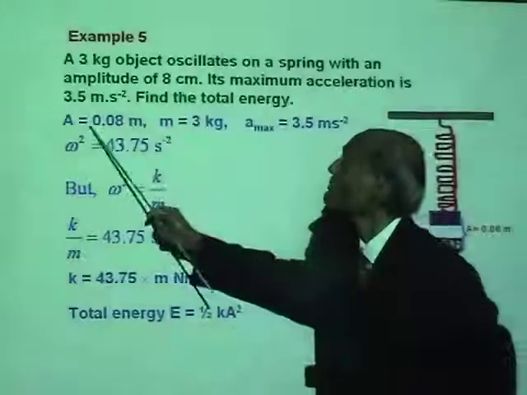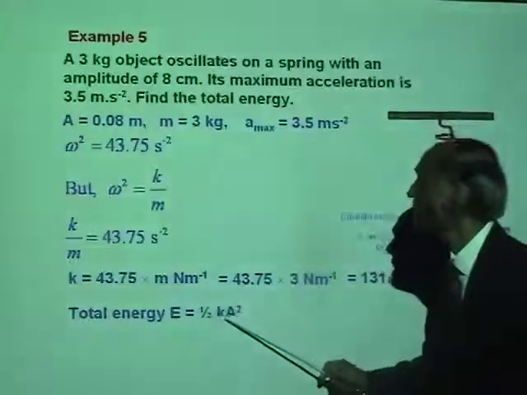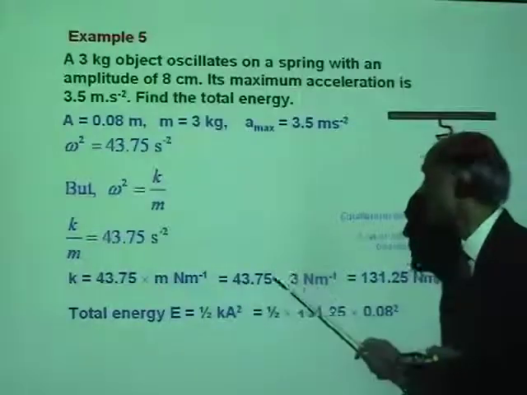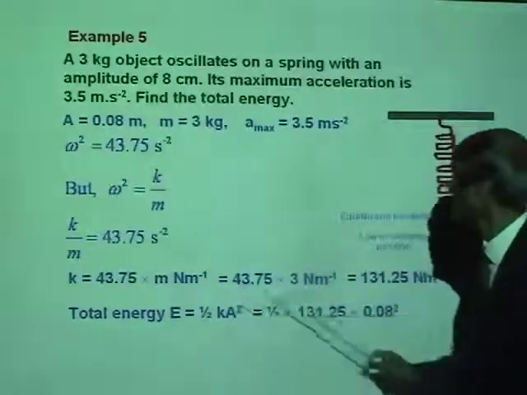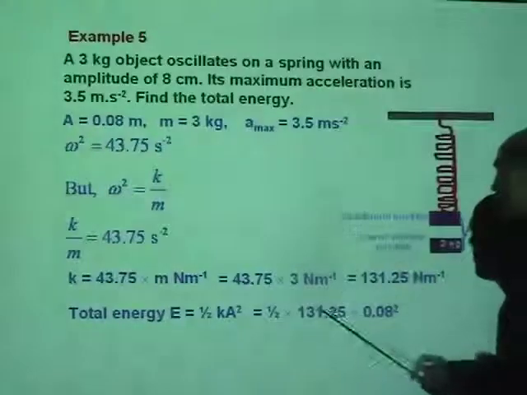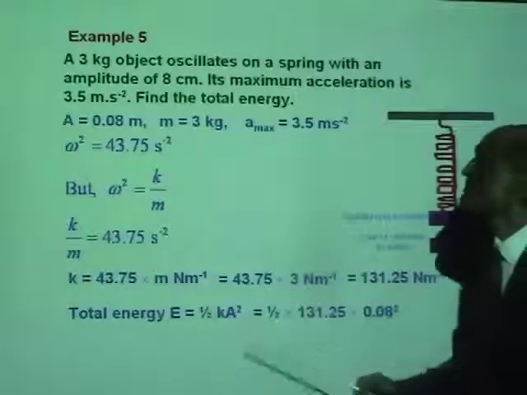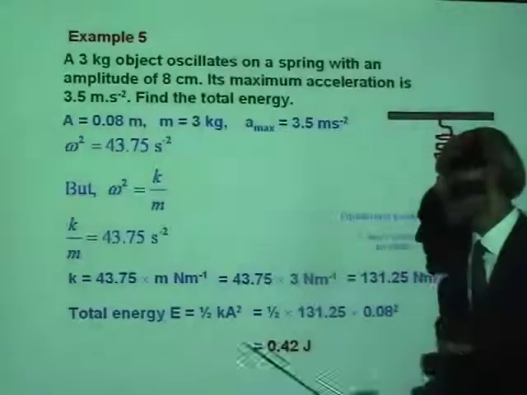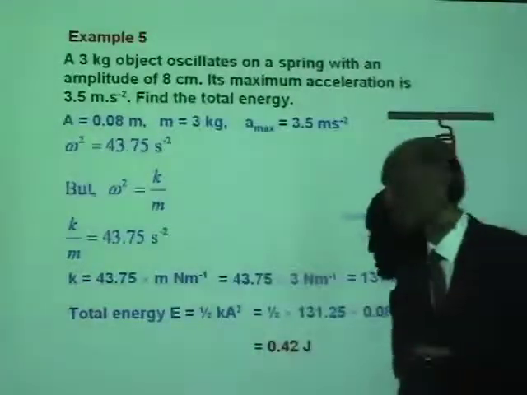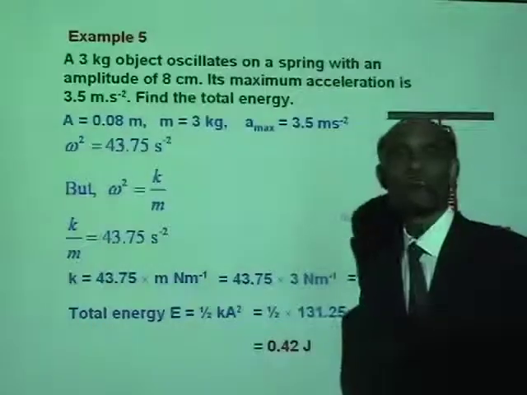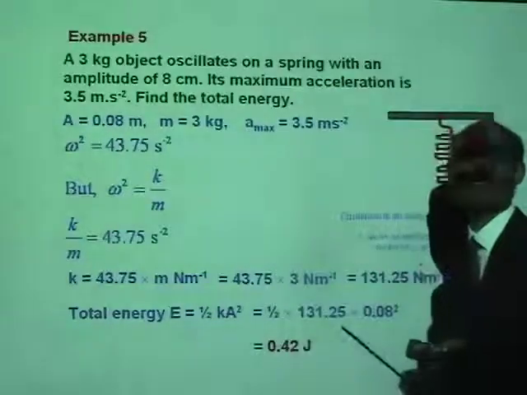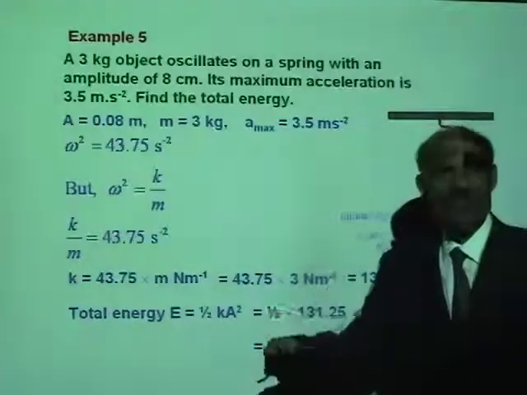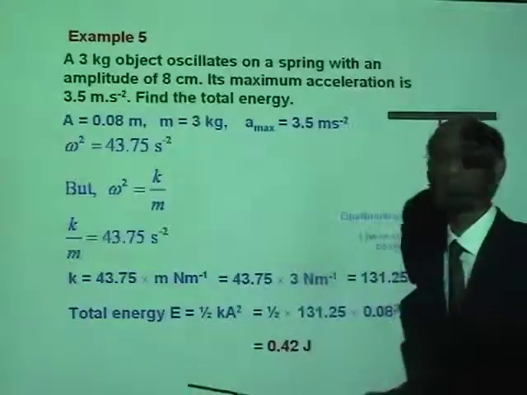And we know the value of A. We now obtain the value of K, and that will be 1/2 times K is 131.25 times A squared, 0.08 squared. That is 0.42 joules, the total energy of that oscillation. Okay, I hope now you can solve any such problems.